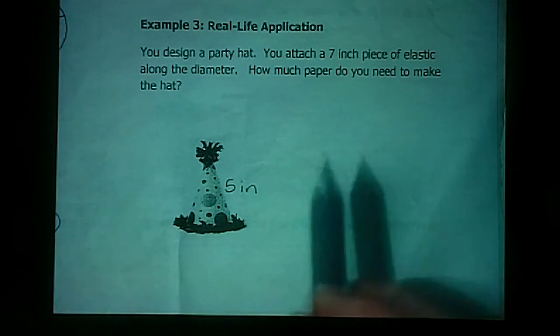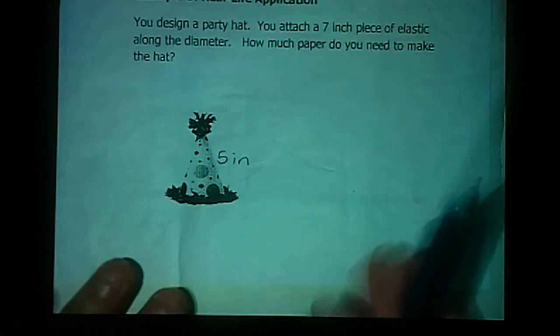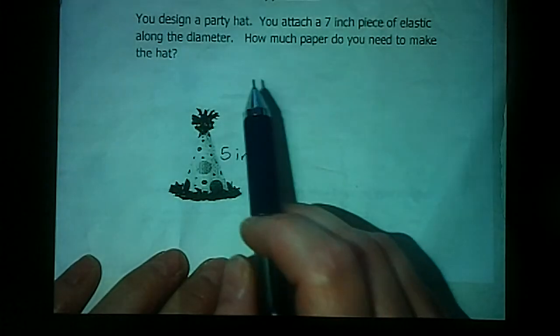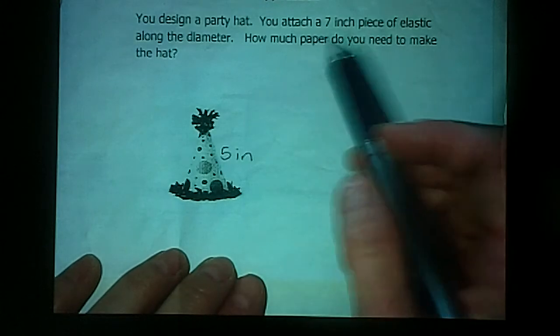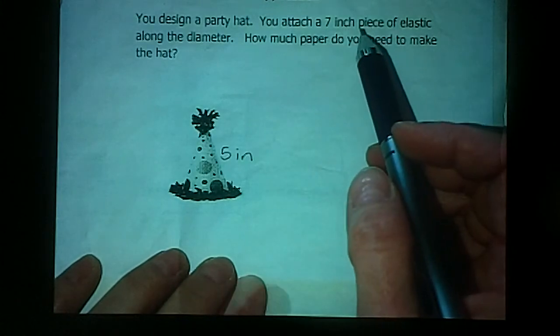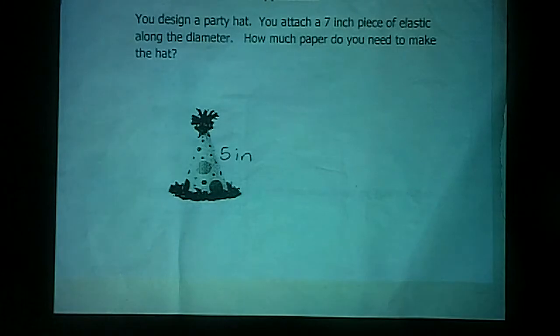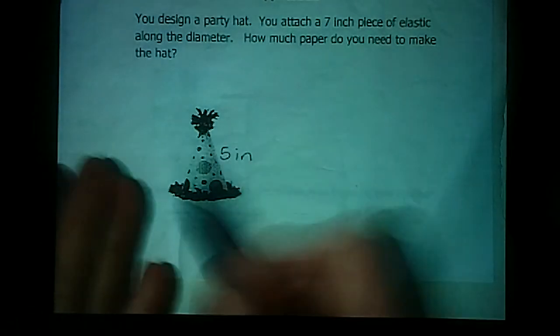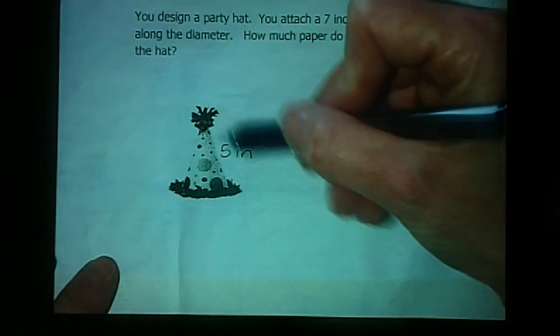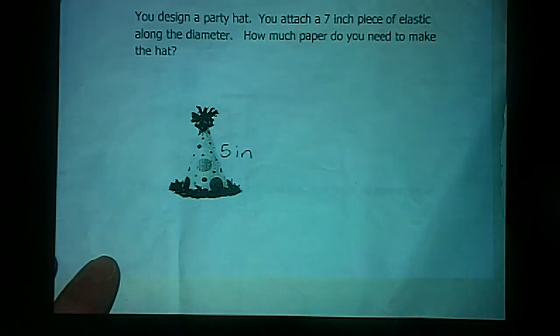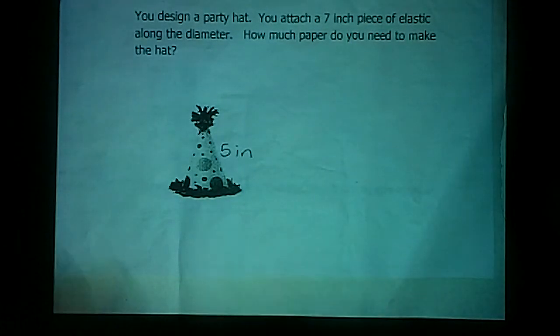All right, example number 3. Real life application. Party clown time. You design a party hat. You attach a 7-inch piece of elastic along the diameter. How much paper do you need to make the hat? All right, so here's our little hat. This right here, I'm hoping you're seeing that that's the slant height that's given. And you might be thinking, well, hey, there's no radius there. What am I supposed to do?